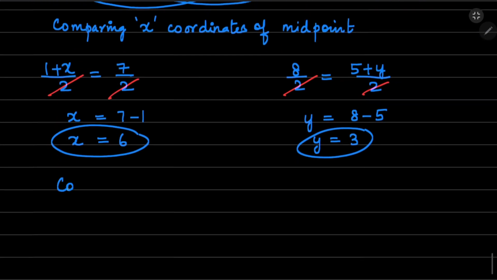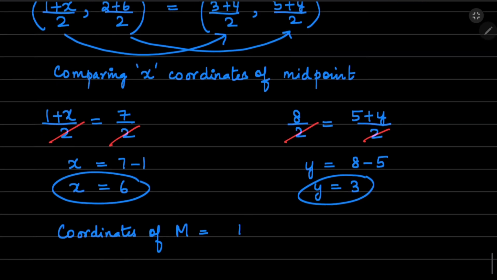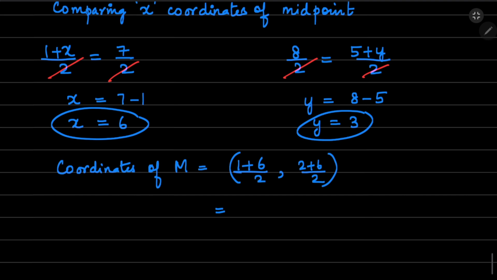Let's do that as well. So therefore, the coordinates of the midpoint M will be equal to what? 1 plus x, so 1 plus x is nothing but 6, by 2, comma (2 plus 6) by 2. These are the midpoints, which will be equal to 7 by 2, comma 4.